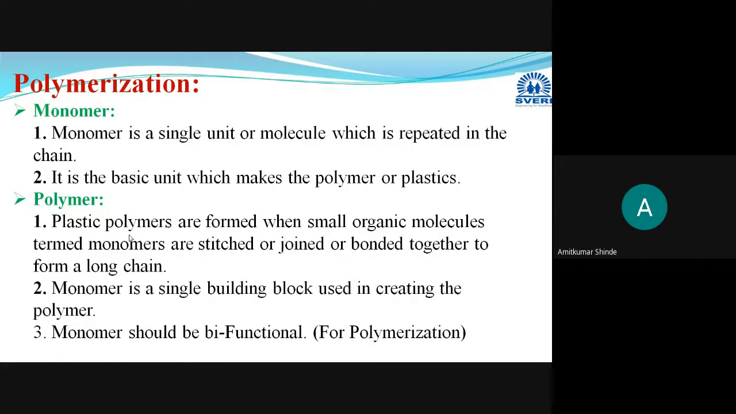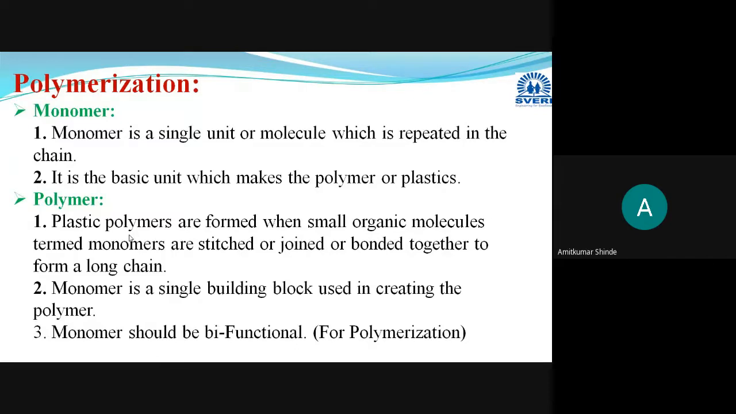Okay, I think only a few minutes are left, I think 5 or 8 minutes. Yeah, I will take this monomer and polymer part in the next session only, so that you will easily understand the polymerization process.